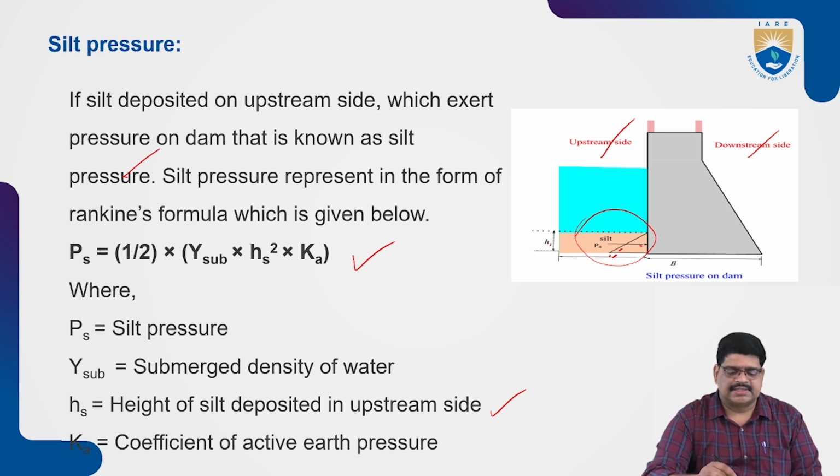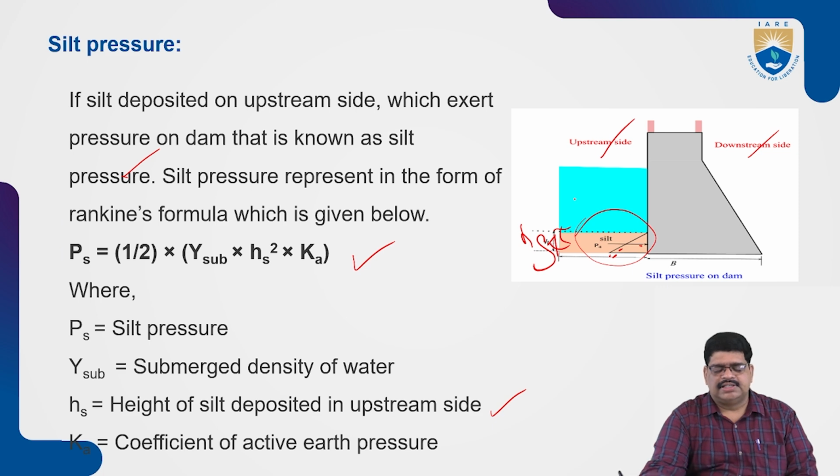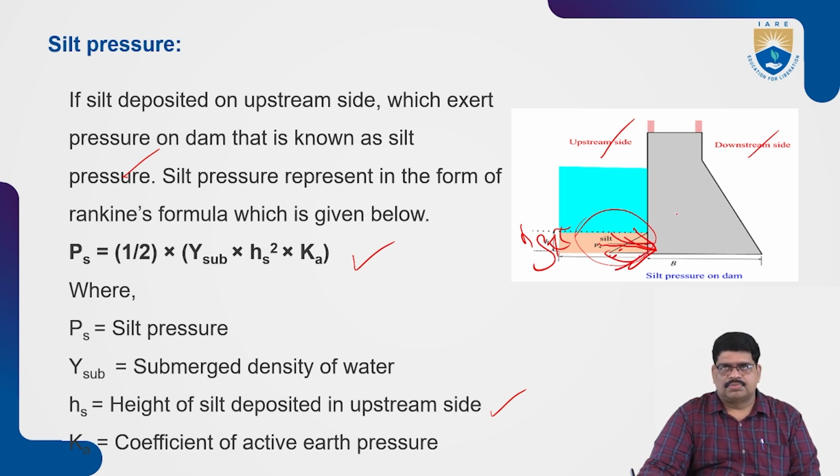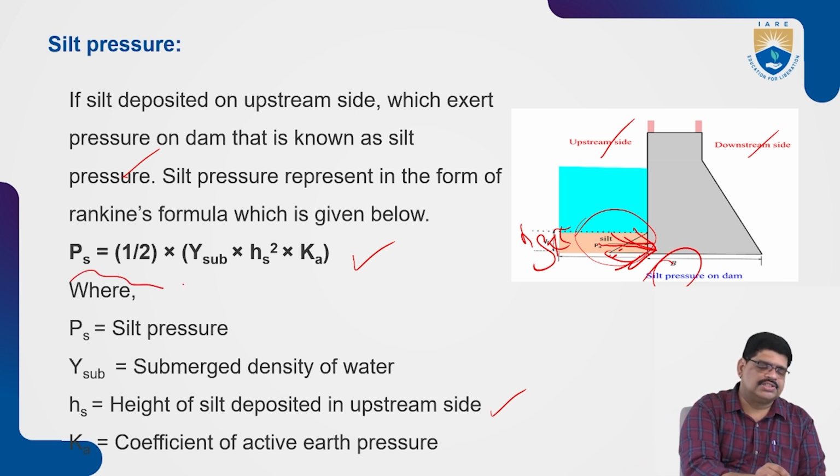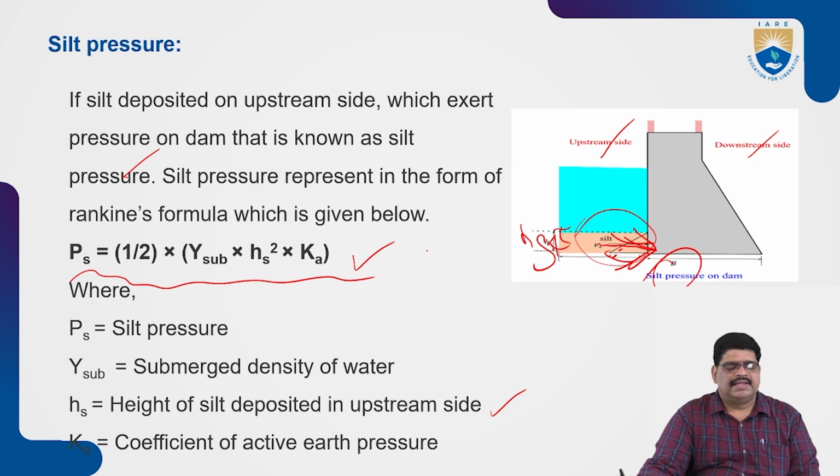Here HS is the height of the silt deposited. See how it affects the bottom of the dam. B is the base width of the dam. By using this formula, PS is equal to 1 by 2 into gamma S into HS square by KA. So we have to consider the silt pressure also.